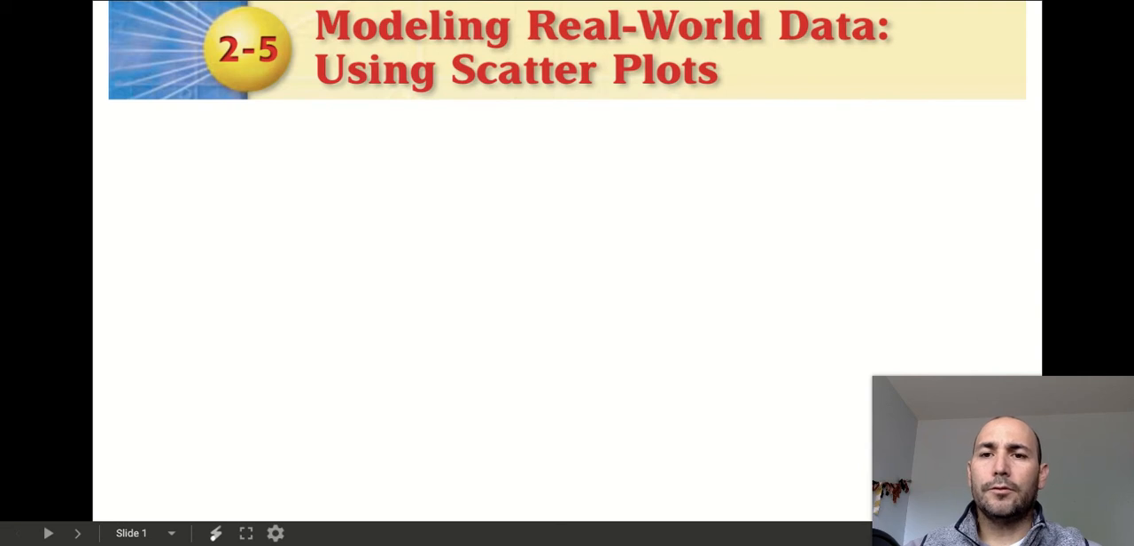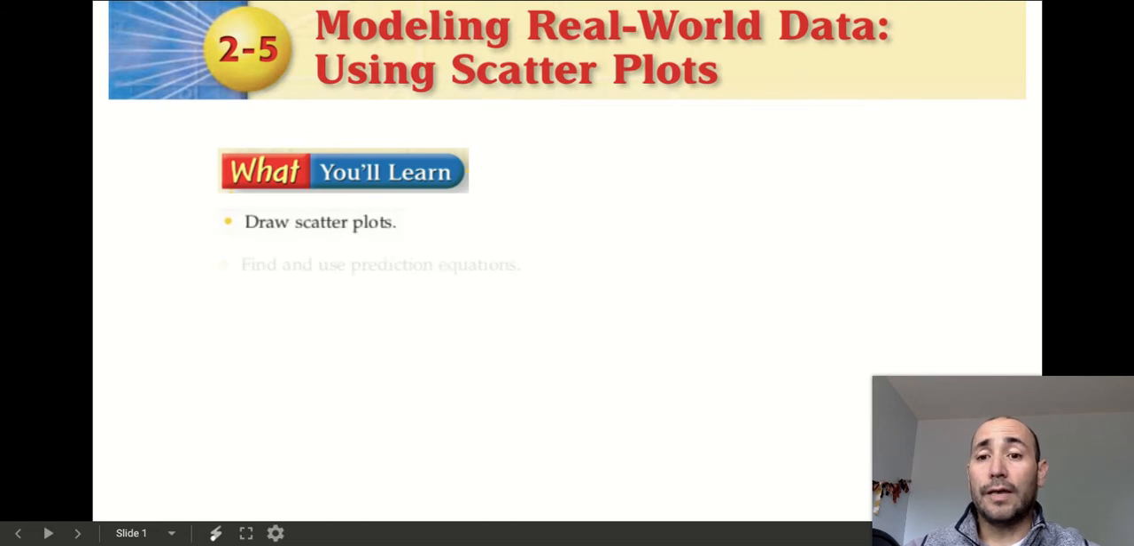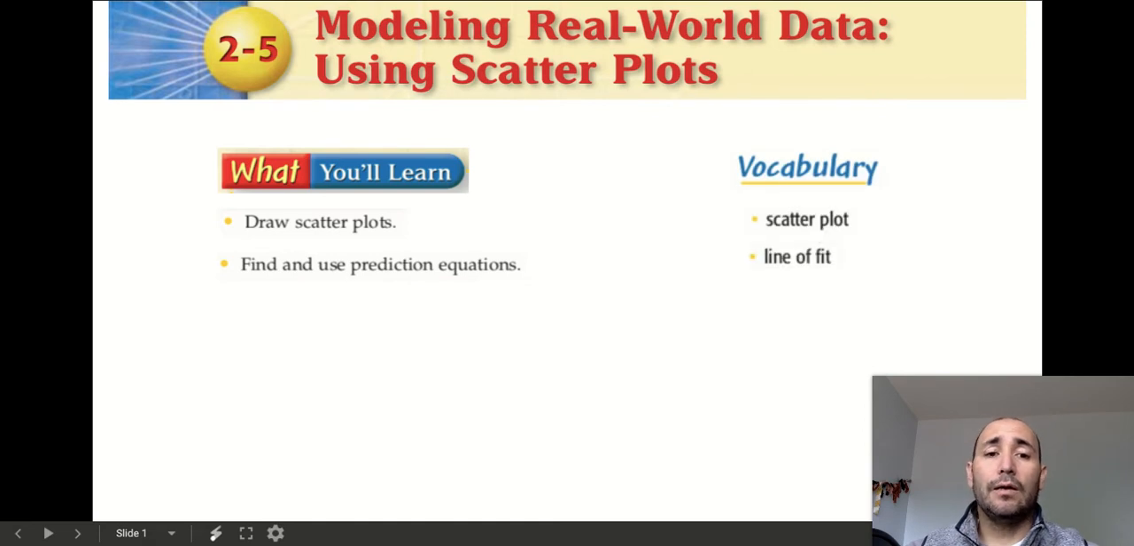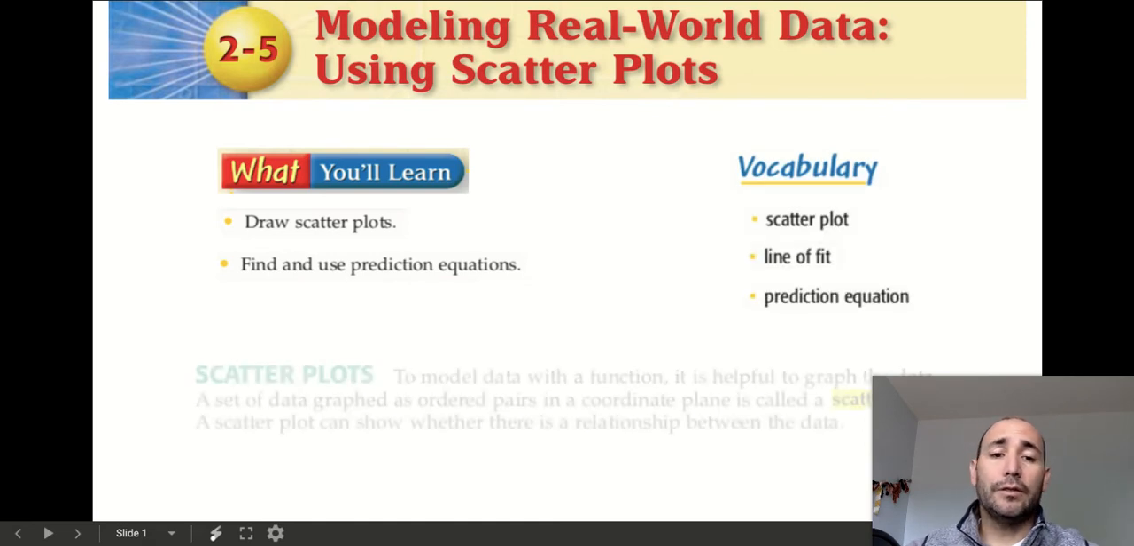All right, so chapter 2, lesson 5, modeling real-world data using scatter plots. What we're going to learn in this lesson is how to draw scatter plots and how to find and use prediction equations. Some of the vocabulary is going to be scatter plot, line of fit, prediction equation.